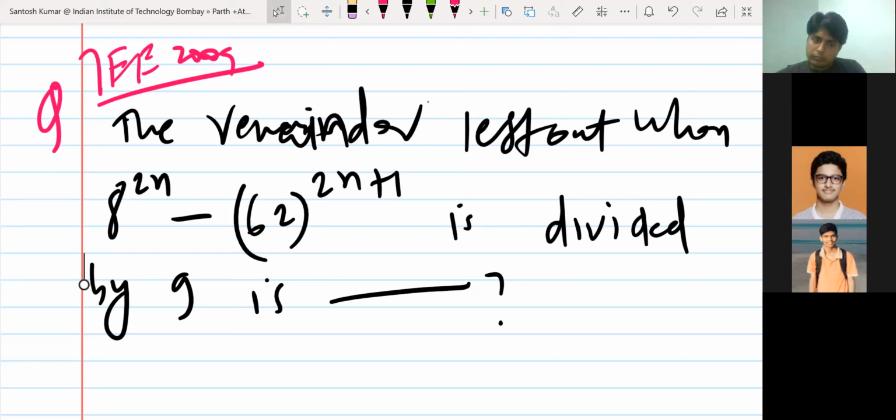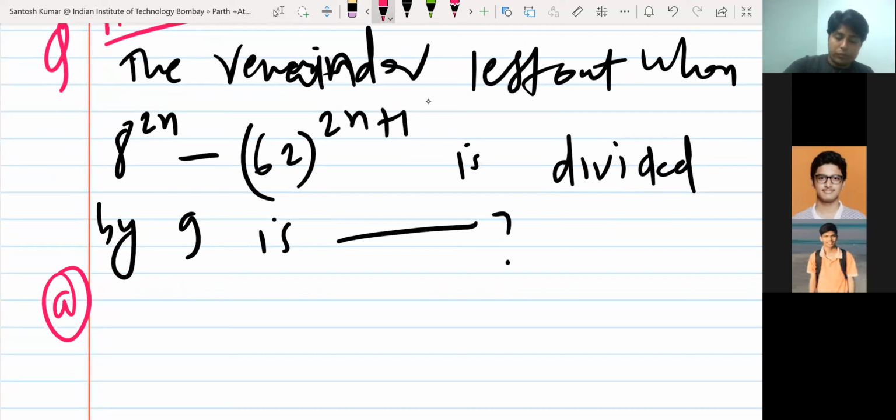-7. But remainder we don't take as -7. When you divide anything by 9, the remainder will be 0 to 9. 0 to 8, in fact, not 9. So the options I give you, the options given in the exam are 0, 2, 7, 8.